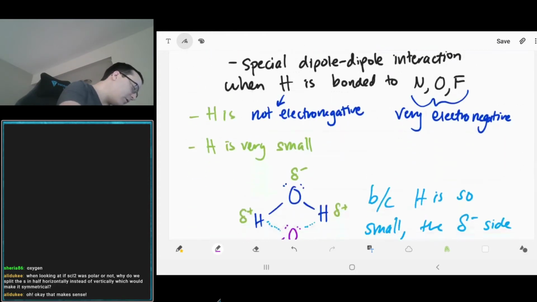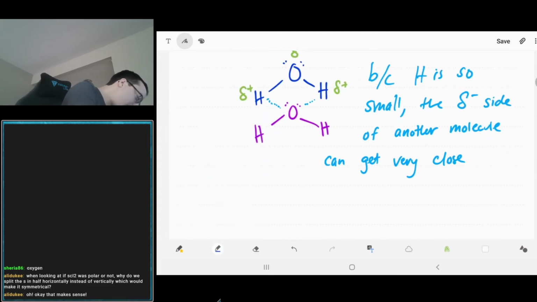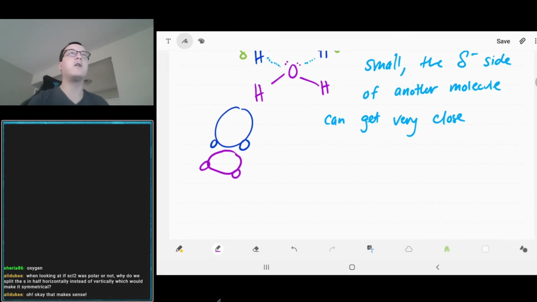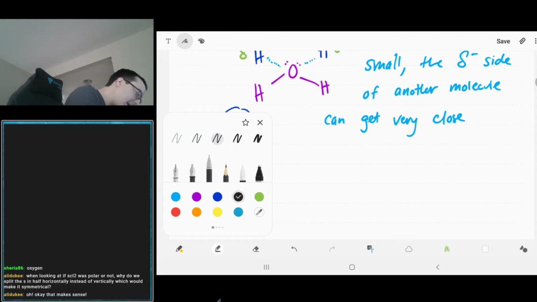However, if we look at the water, considering hydrogen is super duper small, this other molecule of water can get right up, I'll make it even closer. This water molecule can get super close because those hydrogens are just tiny, tiny little dots. And so, I'll use light blue for our interaction. Okay. So you can kind of wedge yourself right in there and get really close.